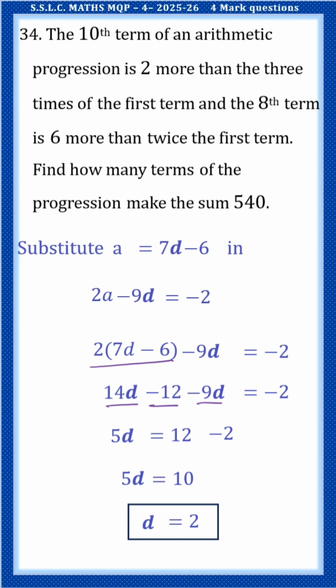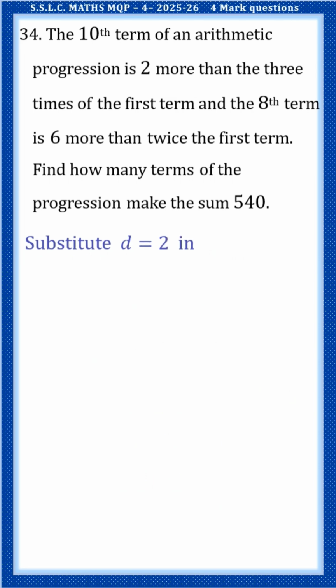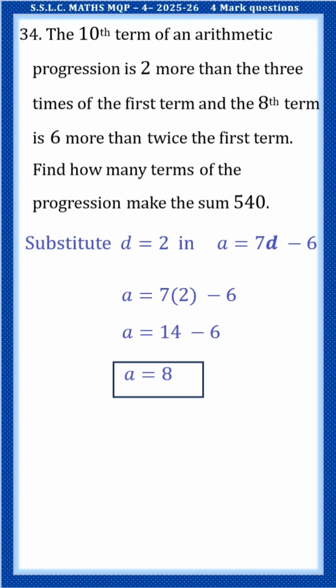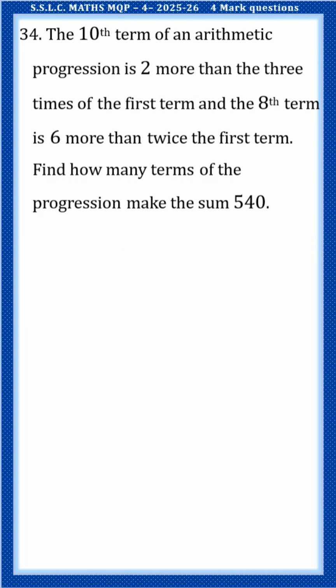By using the common difference, we can find the first term. Substitute d is equal to 2 in a is equal to 7d minus 6. Instead of d, you have to put 2. So a is equal to 14 minus 6. So a is equal to 8. So 8 is the first term. Now we have found both the common difference and the first term.